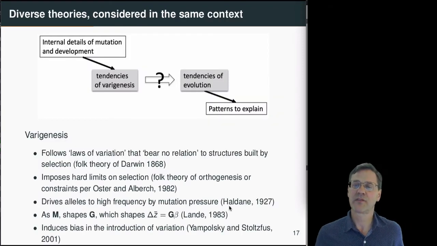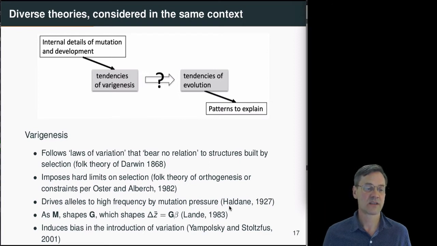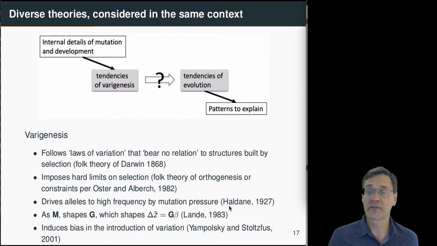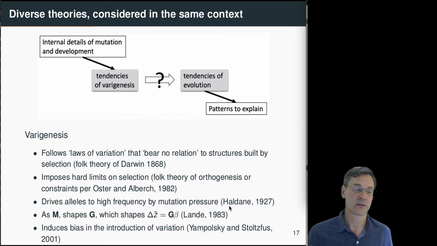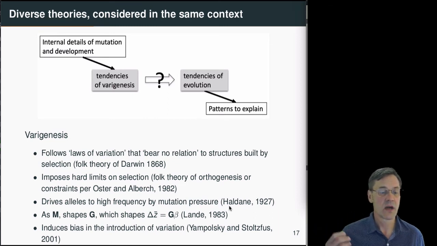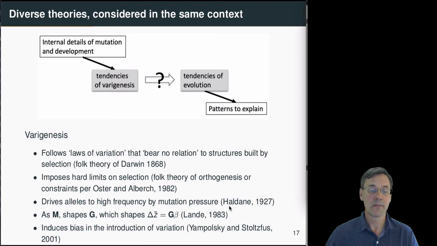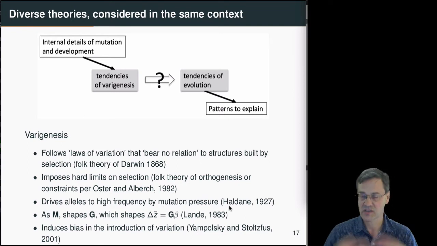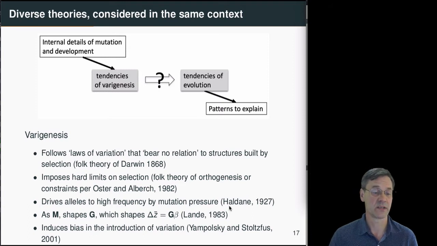So what are some other theories that specify a role for variation that we might want to compare? So there's Darwin's, I think these are the 5 most important listed here in chronological order. So Darwin's theory that the laws of variation bear no relation to the structures built by selection says that there's no dispositional effect of variation. It's just raw material, it's just substance. And selection provides all the shaping and all the creativity.